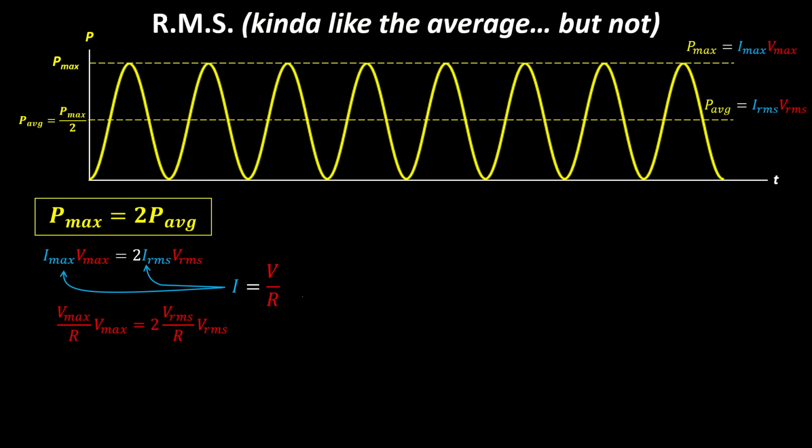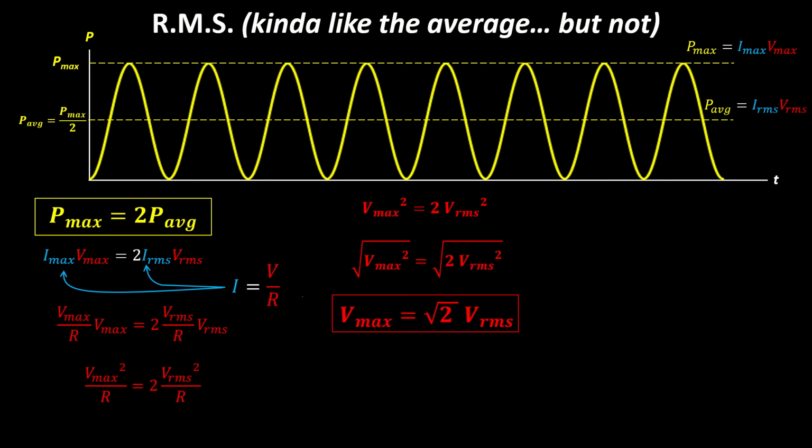Now on each side, on the left, we've got Vmax times Vmax, so we can write that as Vmax squared. And on the right side, we've got VRMS times VRMS. We can write that as VRMS squared. They're both divided by resistance. That can cancel out. And we're left with Vmax squared equals 2 VRMS squared. We can take the square root of both sides, and we're left with this expression: the maximum voltage is the square root of 2 times the RMS voltage. Okay? So there's that scale factor of the square root of 2.